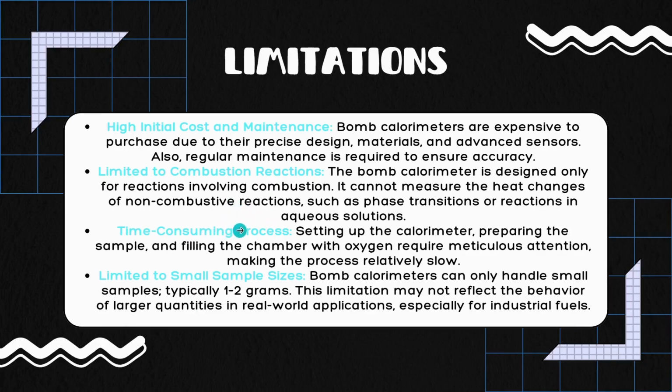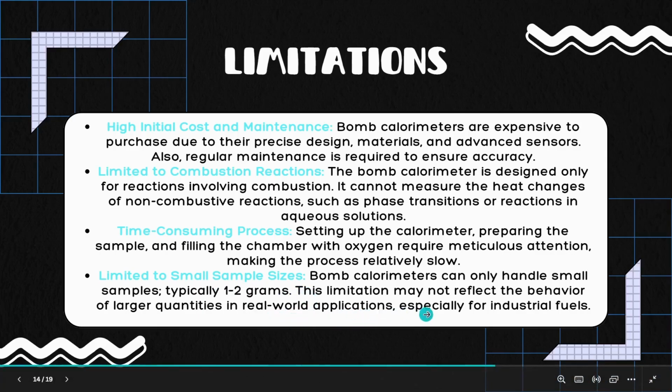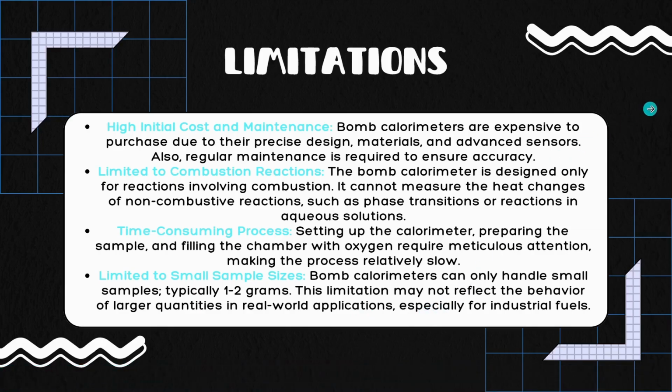Time-consuming process: setting up the calorimeter, preparing the sample, and filling the chamber with oxygen require meticulous attention, making the process relatively slow. Limited to small sample sizes: bomb calorimeters can only handle small samples, typically 1 to 2 grams. This limitation may not reflect the behavior of large quantities in real world application, especially for industrial fuels.